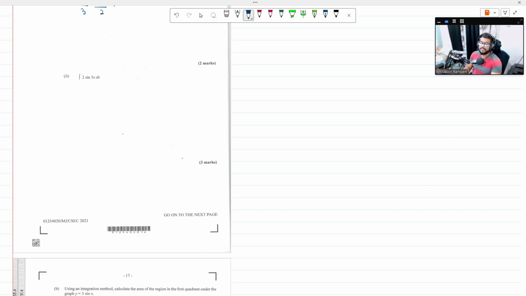Now, part A says that these two parts are connected, so I cannot use c as my constant downstairs here. So 2 sine 3x: when I differentiate cosine, I get negative sine. So if I integrate sine, I'll get negative cosine. So the sine changes to negative cosine. I'll get minus 2 cosine 3x, and I have to divide by the differential of the angle, which is 3, plus k, where k is a constant. Right? Easy marks.